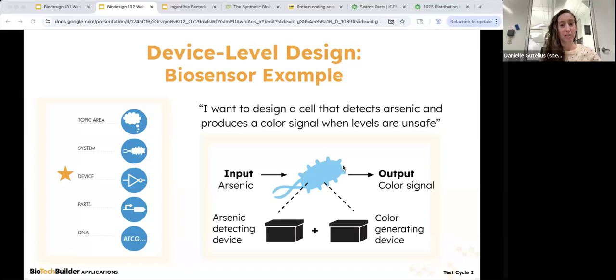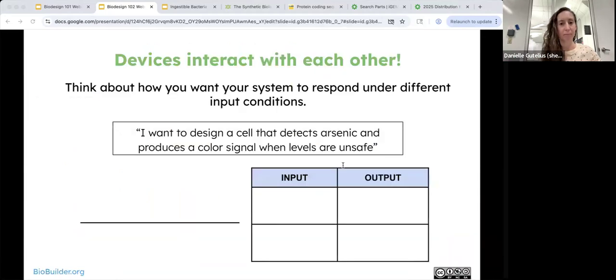Okay, so the next few slides will be a little bit repetitive. The purpose in that is to show you a few different ways to think through and visualize how this system could work as we transition from device level design to parts level design. Because we all kind of think about these things differently. So I want to show you different ways of approaching it. Okay, so remember again, your devices will all be in the same living cell. So they will interact with each other.